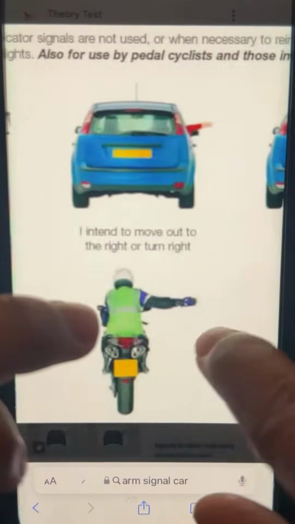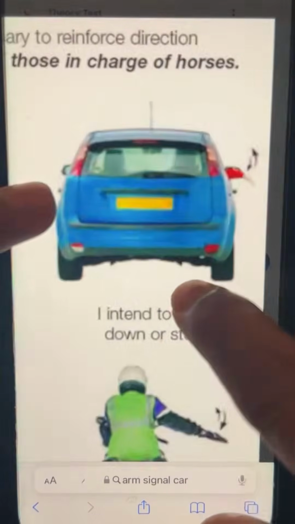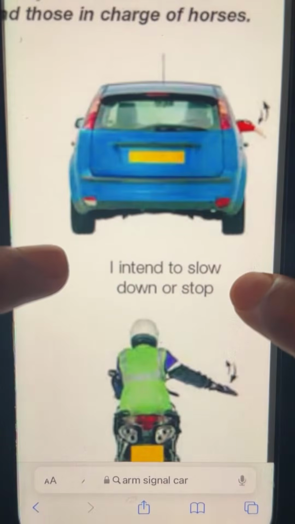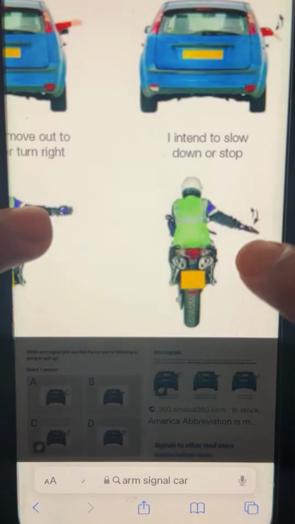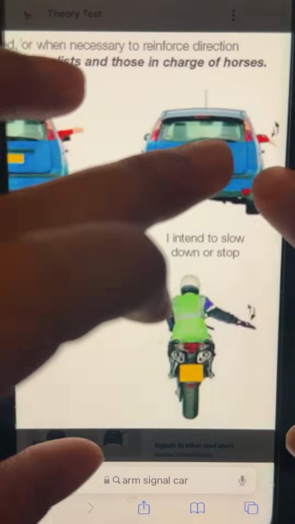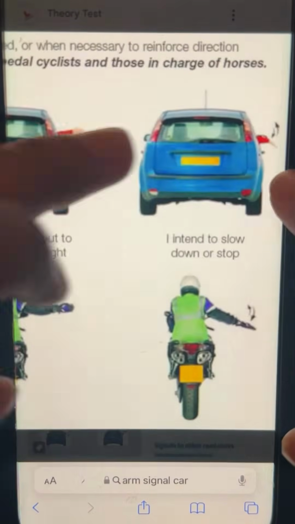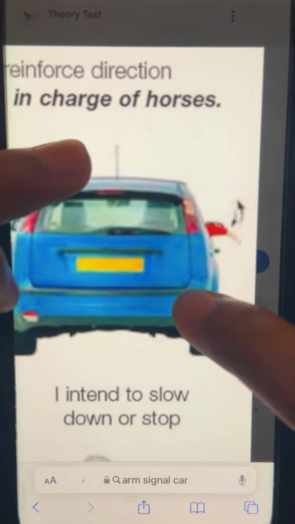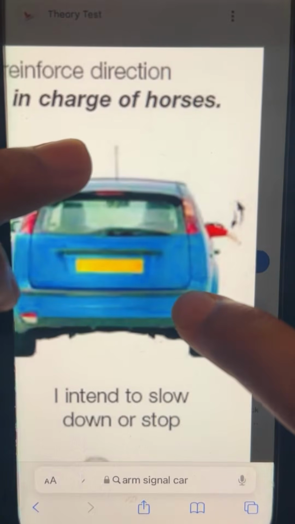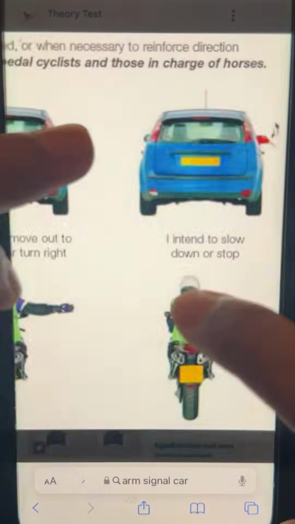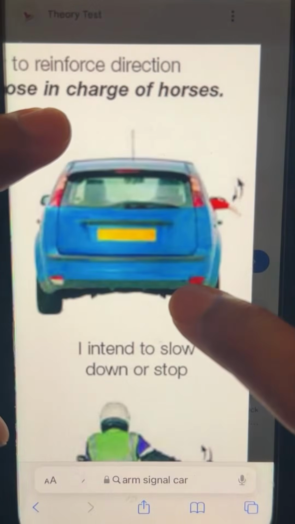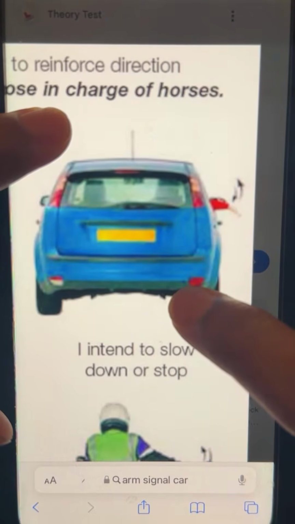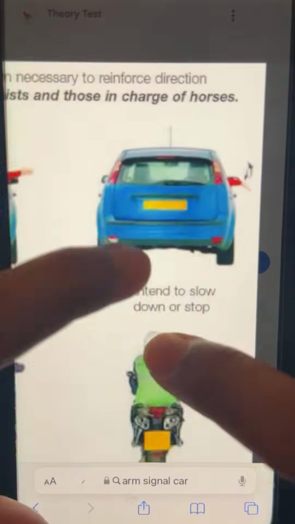And the last one will be if you want to slow down or pull up. What does pull up mean? It means you want to stop on the side. So this guy is saying he wants to slow down or pull up by moving the hand up and down. I'm slowing down. Can you see he's moving his hand up and down, up and down? I'm slowing down, I want to stop on the side.